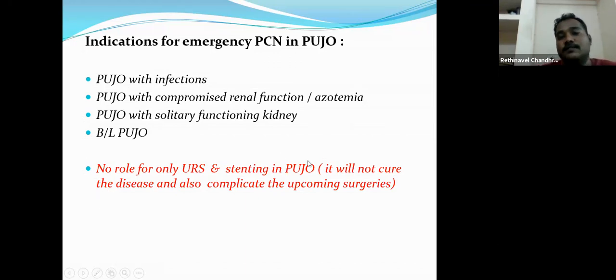So what is the role for stenting? Whether stenting alone improves the PUJO? The question may be asked. Whether stenting, no role for stenting. You may say, sir, only if there is obstruction, why are you doing all the procedure? Put a stent, it will treat the obstruction. No. There is no role for only URS and stenting in PUJO, because it will not cure the disease. PUJO is a disease where there is either intrinsic obstruction or extrinsic obstruction. So putting a stent will not cure the disease. It may relieve the obstruction, and putting a stent will also complicate the upcoming surgery. So there is no role for only stenting in case of PUJO.